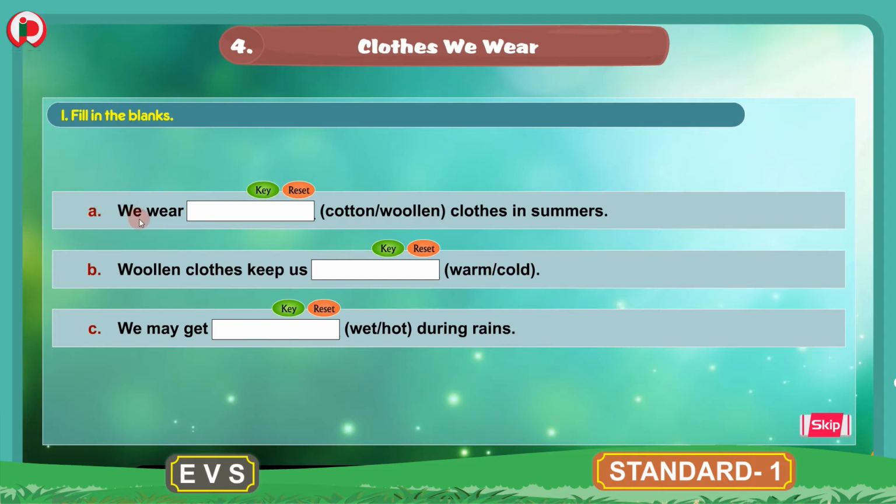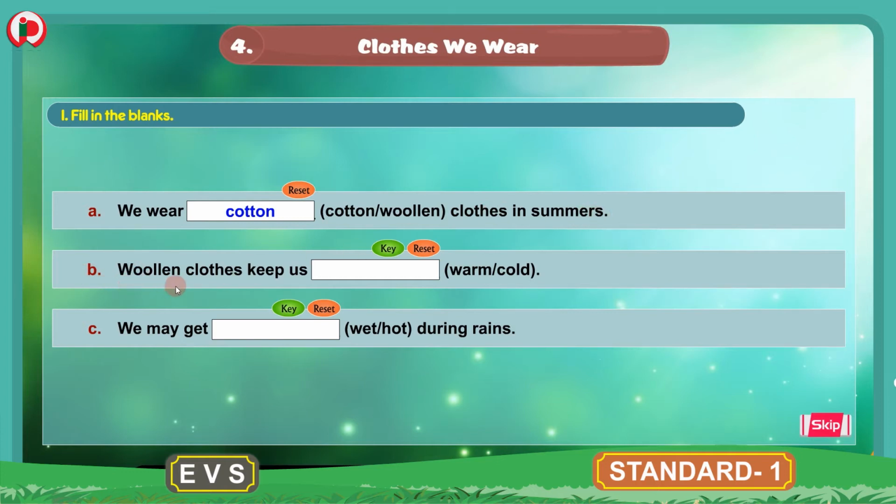Now what are these sentences? A. We wear dash cotton/woolen clothes in summers. So in summer season, what do we wear? The correct answer is cotton. We will write here cotton. We wear cotton clothes in summers.